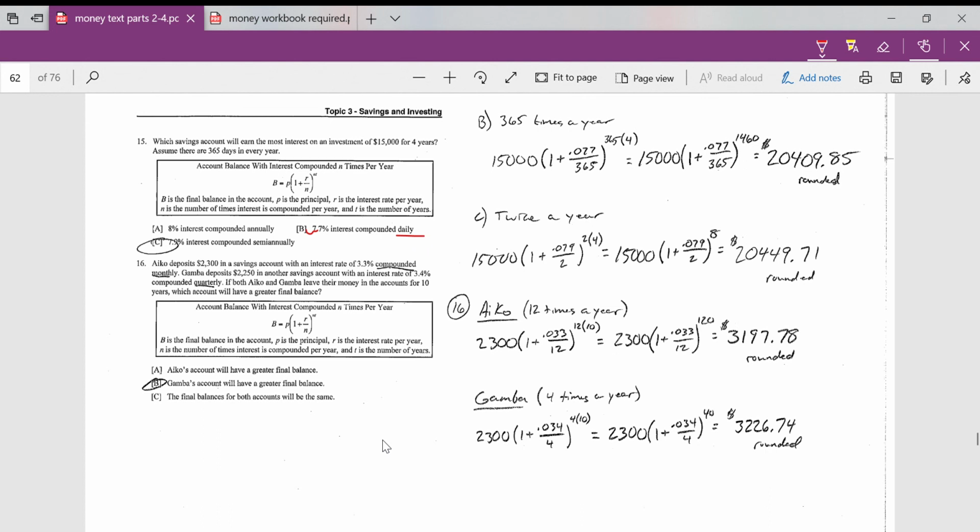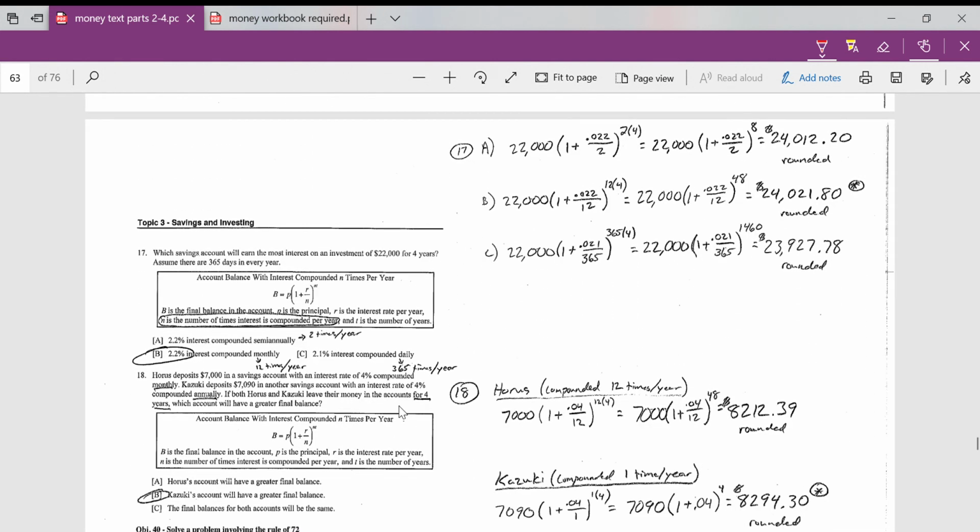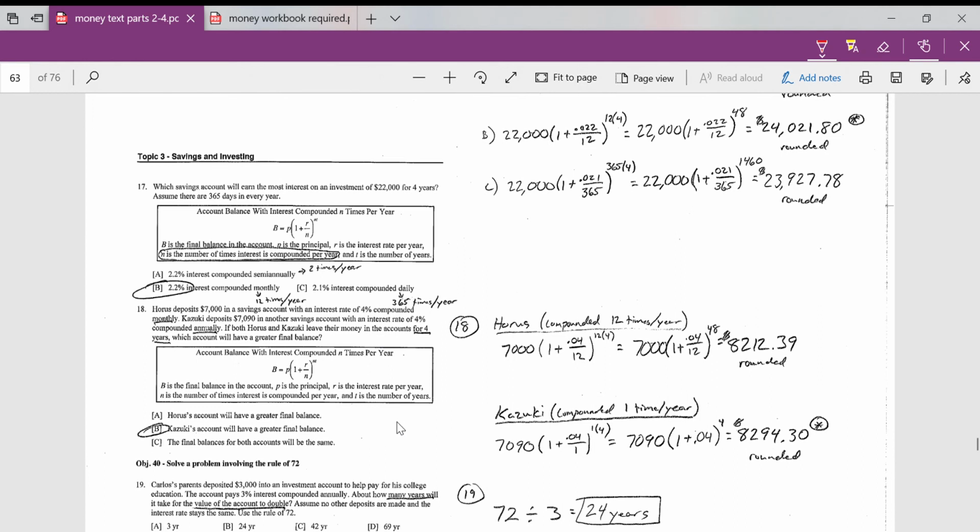Okay, and let's look at the last page. Again, there's really only 2 types of problems here. They give 6 examples, but there's only the 2 types. So again, 17 is just like 13 and 15. A lot of the same words being used.